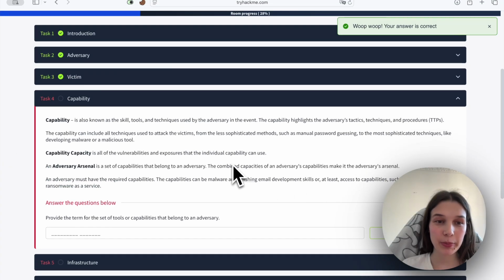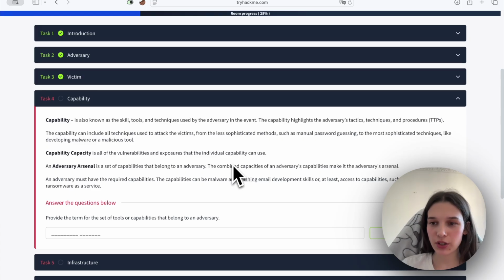The next stage will be capability. Capability is the set of tools, skills, and techniques that the adversary can use. Capability capacity is basically when you have a phishing attack, you send this phishing attack through email and you hope the person will click on this malicious link and get their computer hacked by a worm or any other attack that you plan to use. That's the capacity of a phishing attack, and capability basically.